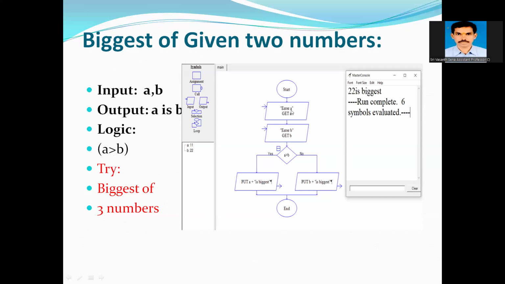First we need to read the numbers a comma b. These two numbers I am reading. Next, by using this diamond symbol, the rhombus, I am checking a greater than b. I am writing the condition here. If the condition is true, then I am printing a is biggest. If the condition is false, then I am printing b is the biggest. Then we combine these two branches by using a circle, and we end here. I am checking this with a value 11 and b value 22. So 11 greater than 22 is false, then b is biggest. This will be printed.